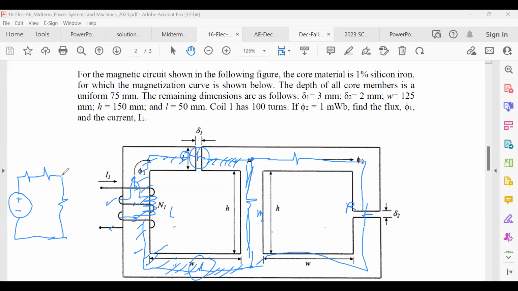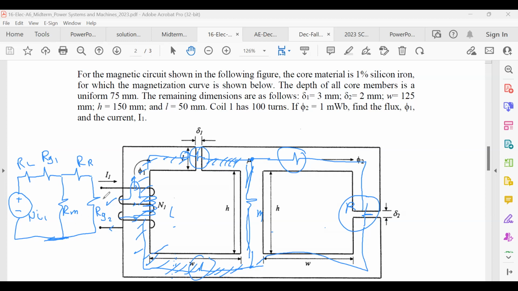You will have another one for the iron here. Last one is the one for the air gap. So this for the air gap 2, this for the air gap 1, this one for the reluctance for the right, middle, left, and this one N times the current I1, right? This is the magnetic circuit, and you are going to get some marks for just drawing the magnetic circuit.